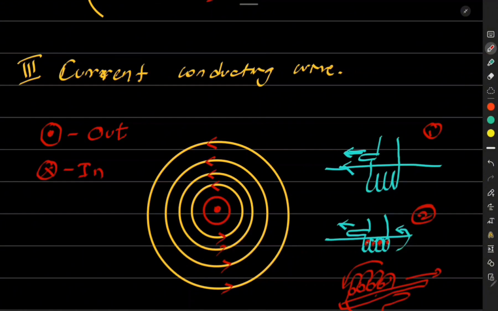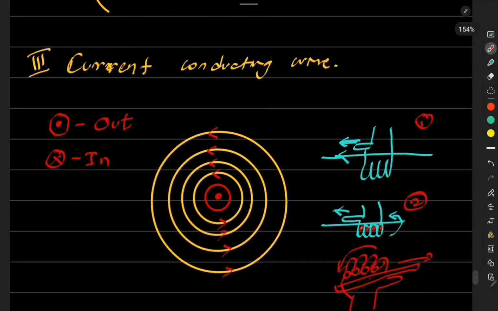Just remember, I'll tell you an easy way to remember this. Just imagine an arrow. When it's coming towards you, you will see the tip in front view, something like this. So it is coming out of the paper towards you. And when it's going away from you, into the paper, the arrow is going backwards, so you see the tail, a cross mark, like this. Therefore, remember this is in and this is out.